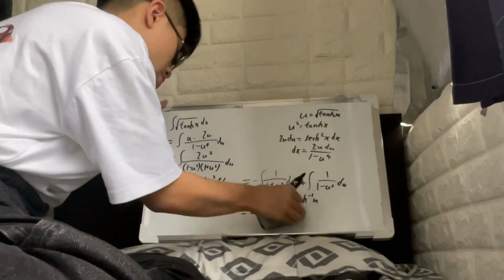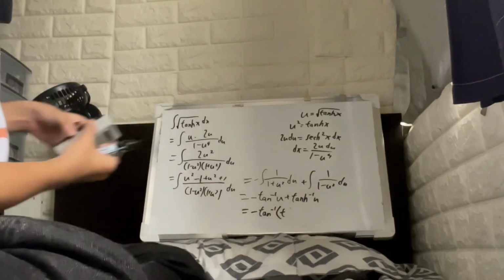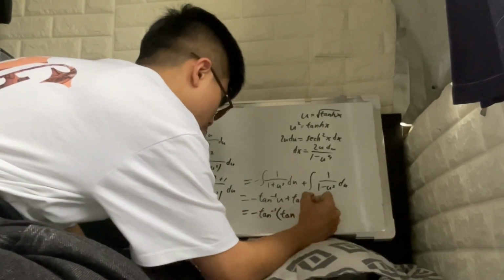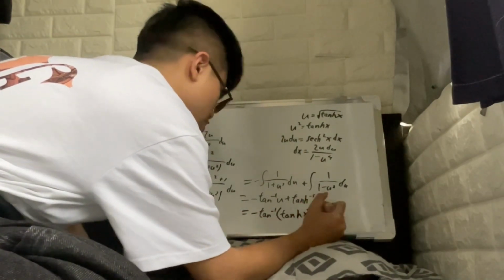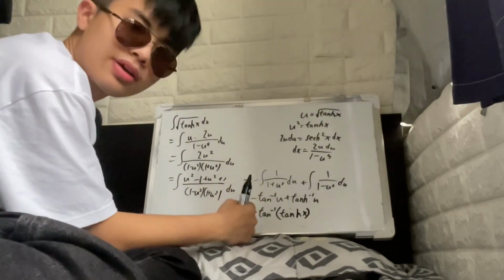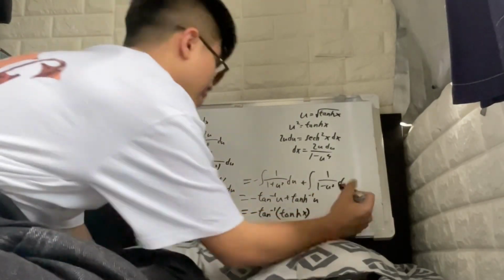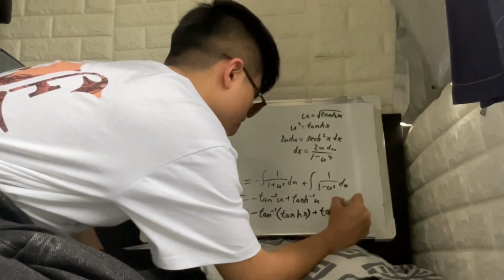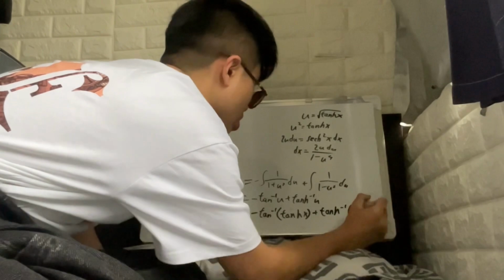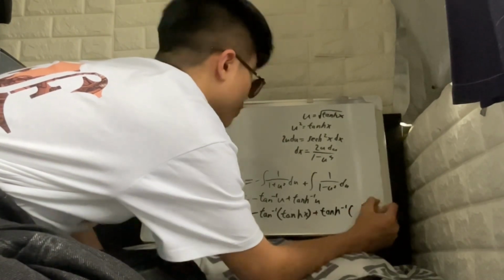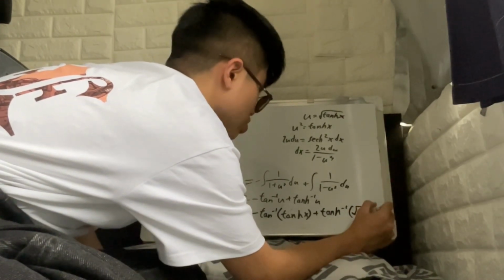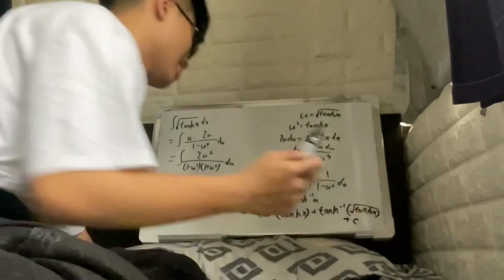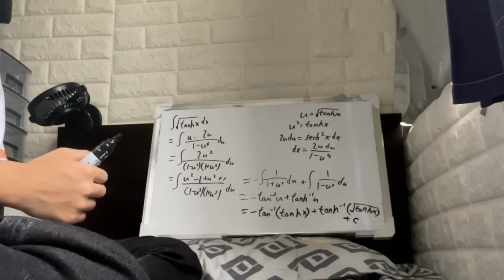Seriously, I don't see hyperbolic functions often, so I might write it wrong. Negative inverse tangent of tanh x, and then this is just our inverse tanh x of the square root of tanh x. Let's see, and that's it. This is the integral of the square root of tanh x.